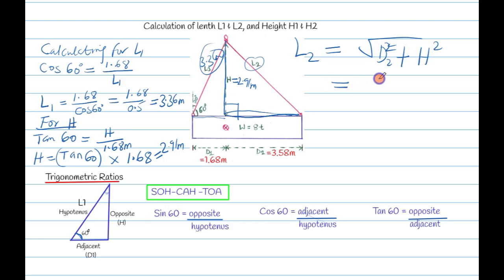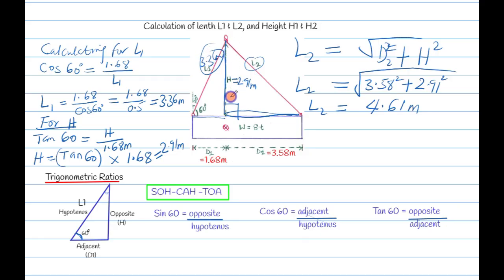Now D2 is 3.58 squared plus H is 2.91 squared. So I take the square root of all. When you do this expression, L2 will be equal to 4.61 meters. So now we have gotten our length for L2, we have gotten our length for L1, and we have gotten our height for H.